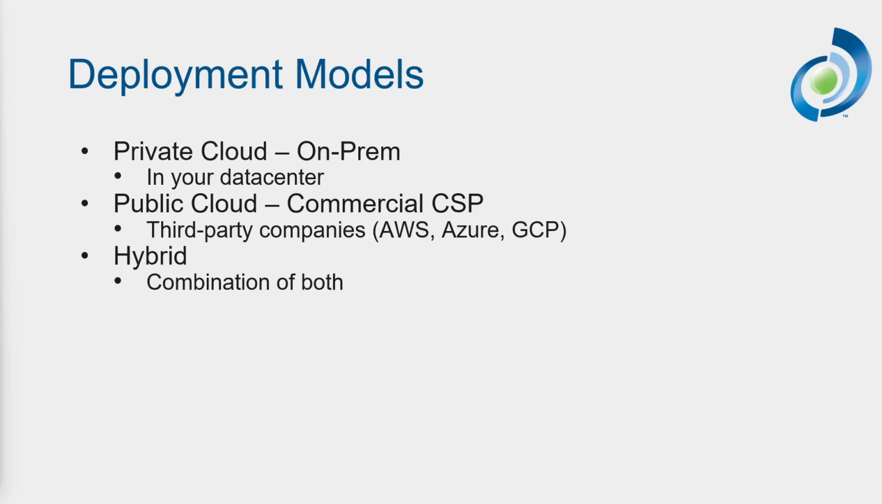And then the other deployment model is called hybrid. And hybrid, all that means is it's a combination of both. So you would have some things that are inside your data center, and then some things that you're utilizing the private cloud and the commercial CSP.